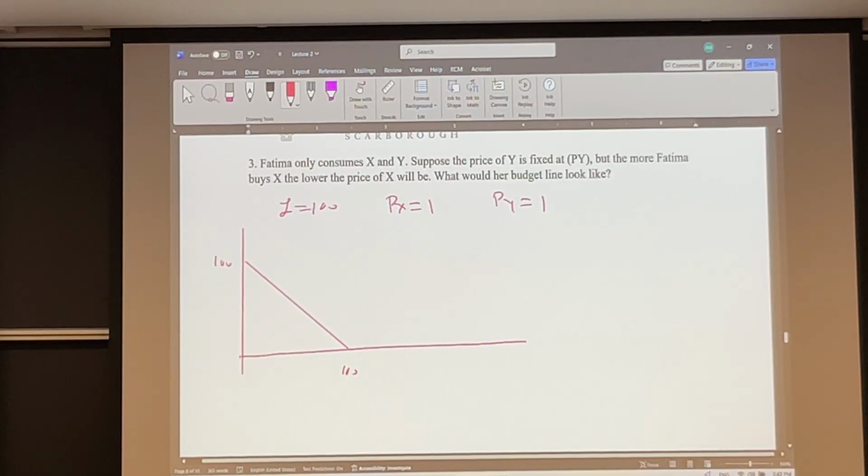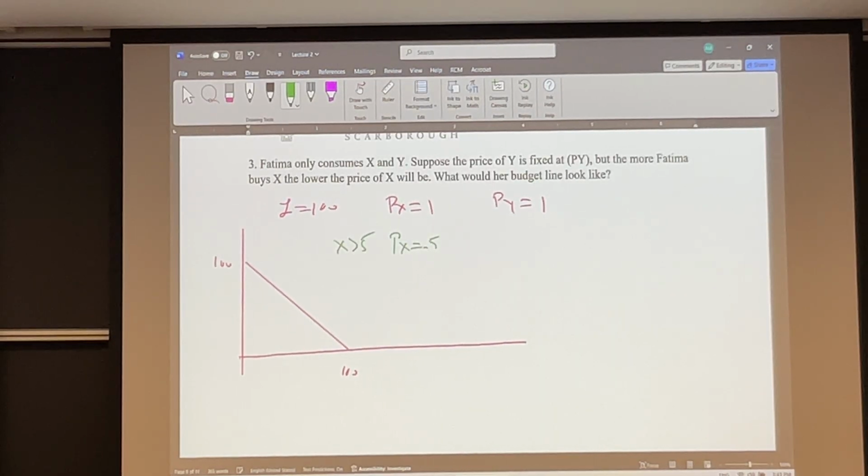Suppose the income is still the same, but if you buy 5 units, thereafter the price is 50% off. So the price is 1 up to 5 points. Then it changes to 50 cents. The price becomes 50 cents if X is more than 5. How will the budget line look like?